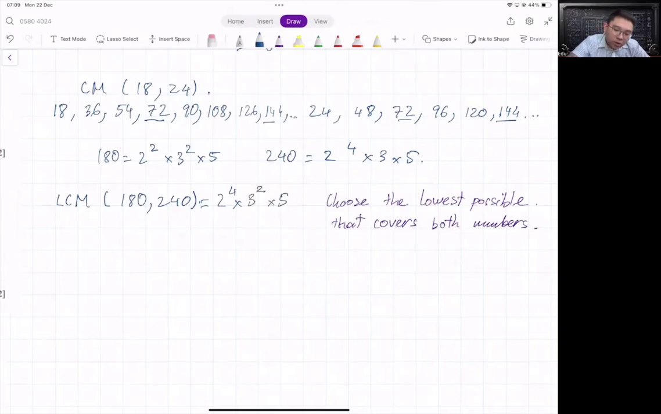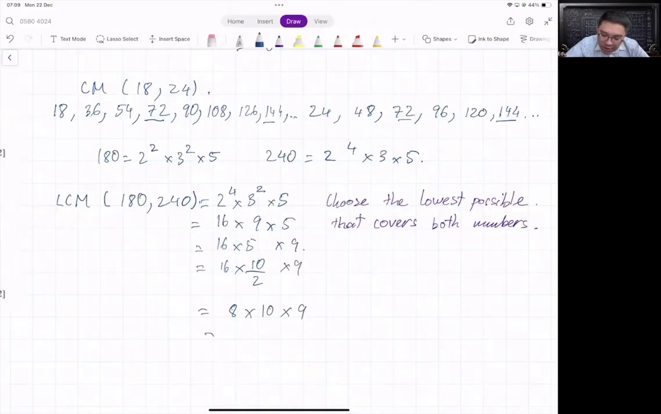All right. So how are we going to deal with this multiplication? So we have 16 times 9 times 5. 16 times 5 times 9. 16 times 5 is basically 16 times 10 divided by 2 times 9, which is 8 multiplied with 10 times 9, which is 80 times 9.